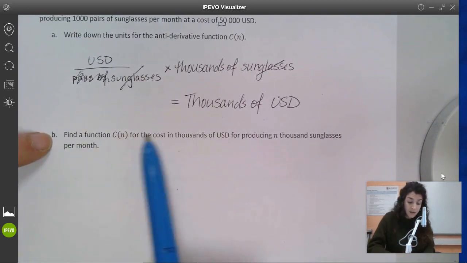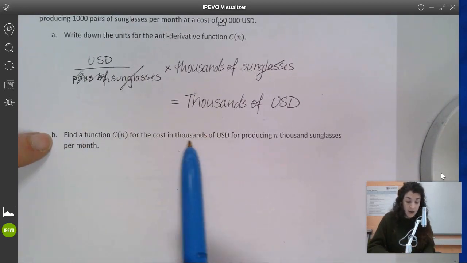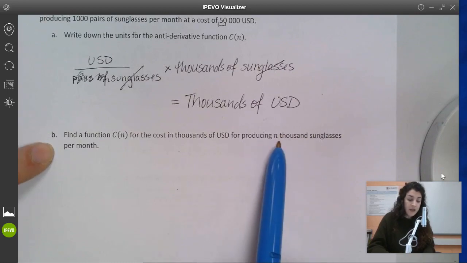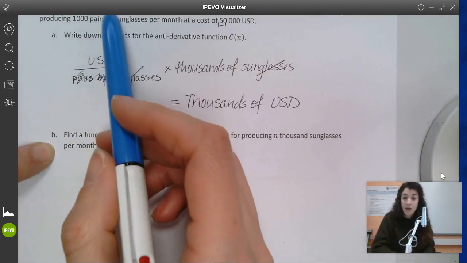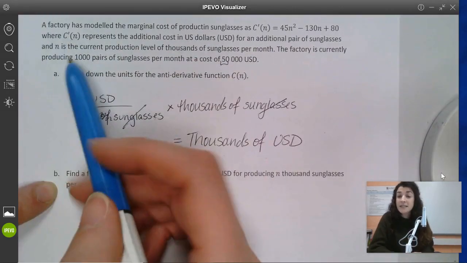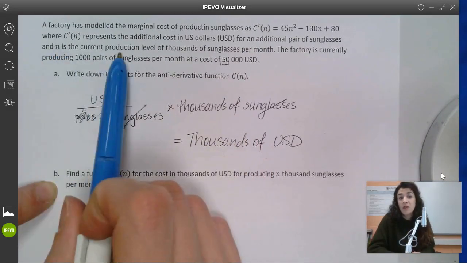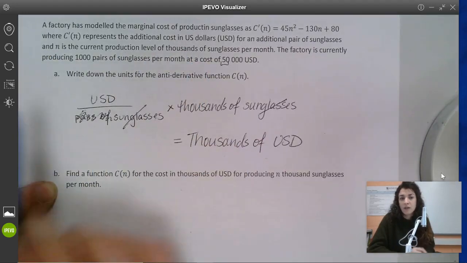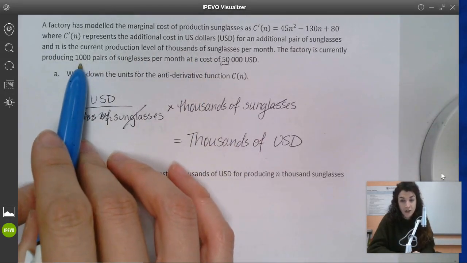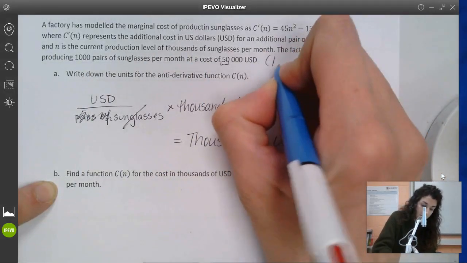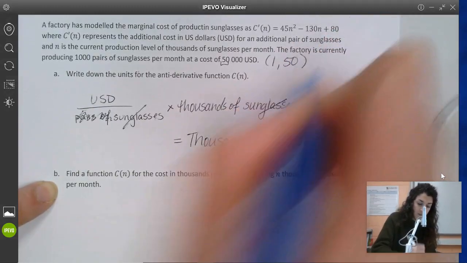So it says find the function for the cost in thousands of US dollars for producing thousands of sunglasses per month. Because remember that our X unit of measurement stays the same. So it's still going to be thousands for our X values as well. So 1,000 pair of sunglasses is actually going to be 1 for our X value and then 50 for our Y value.